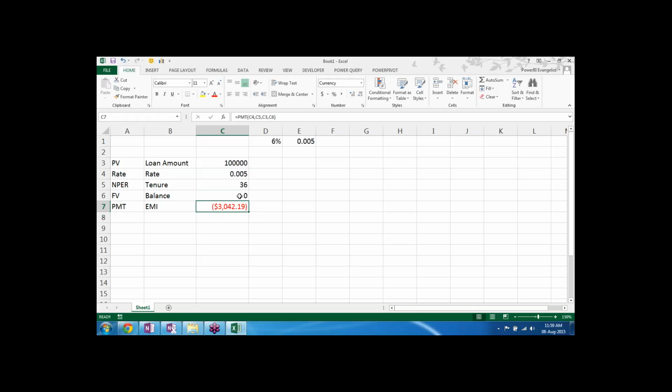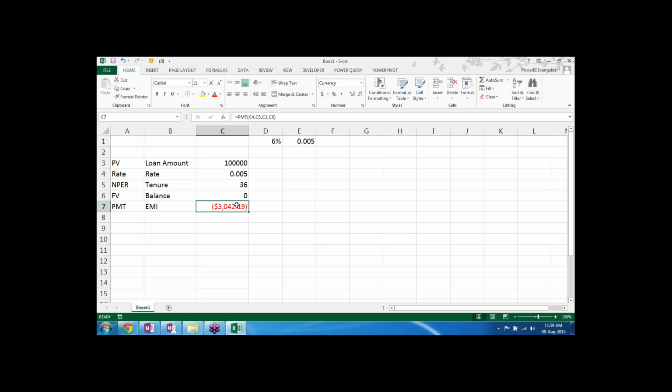It gives us a number, 3042. This means if you take a loan of 1 lakh for 3 years at a rate of 6% interest, you are liable to pay 3042 rupees per month to the bank. This calculates all the compound interest and reducing balance and all those things. Okay, so that is the EMI, the PMT function.